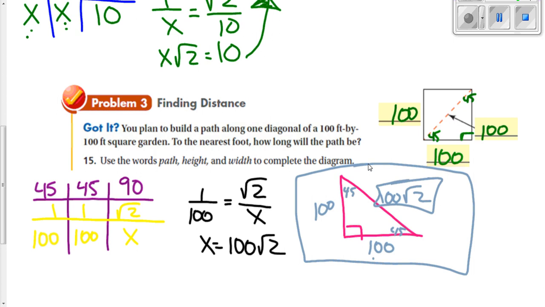If you weren't sure, you could have used the diagram. 45, 45, 90, 1, 1, radical 2. Fill in the missing pieces. So across from the 45-degree angles, I have 100s. So that goes below them in my diagram. Across from the 90-degree angle, for right now, I have my x because I don't know it. And then I set up a proportion. 1 over 100 equals radical 2 over x, and I solve by cross multiplying. 1 times x is x. 100 times radical 2 is 100 times radical 2. You can leave it like that.